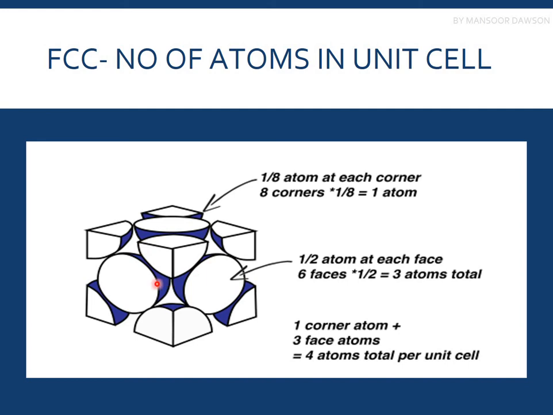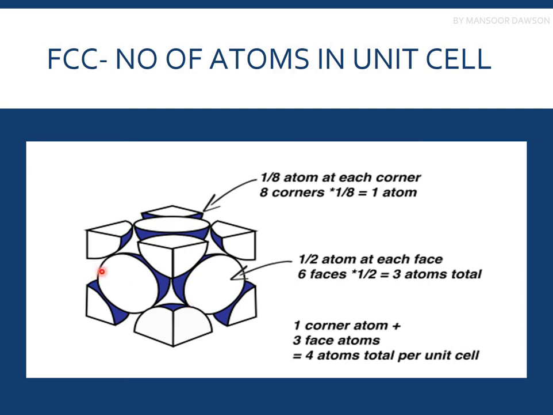So we'll be dividing this corner atom into 8 equal parts. So we'll be taking 1/8 of the atom at each corner, and we'll be multiplying it by 8 because we have 8 corners over here. So the total number of actual atoms would be 1 at the corners. And for the face, you can see that this face atom would be shared with the other unit cell as well. For this one, the top, bottom, and the rear ones as well.